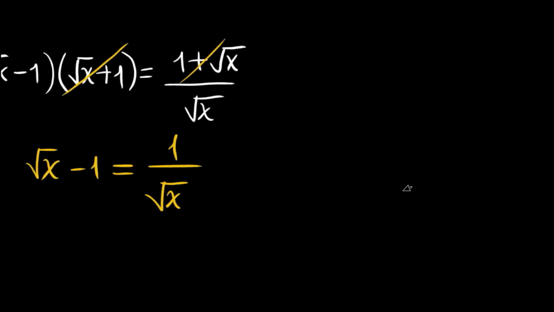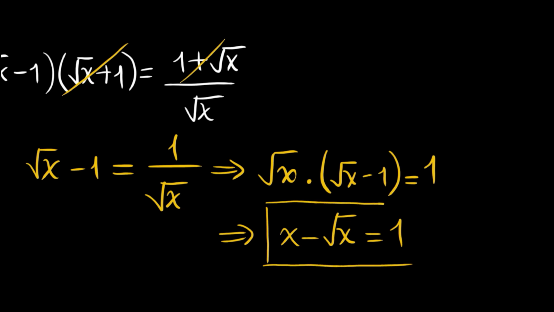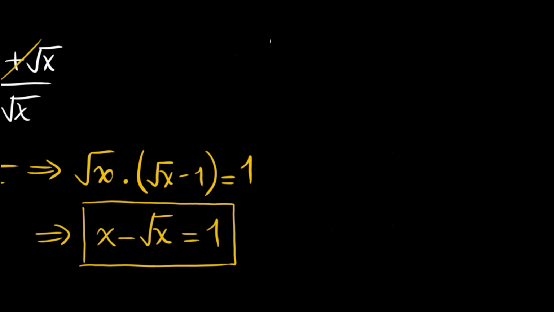If we cross multiply, we will find the answer easily. √x times (√x - 1) is equal to 1, and this is the expression we want to find. x - √x is equal to 1. This is the final answer for the question. Let me show you another method. Actually, this is the better one, but the second method I want to show.